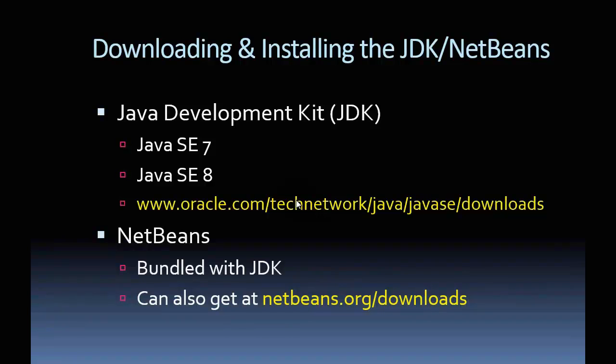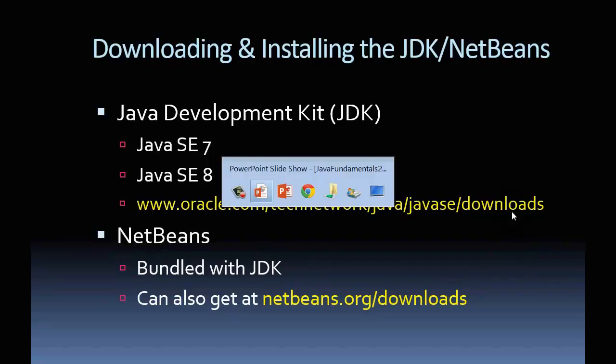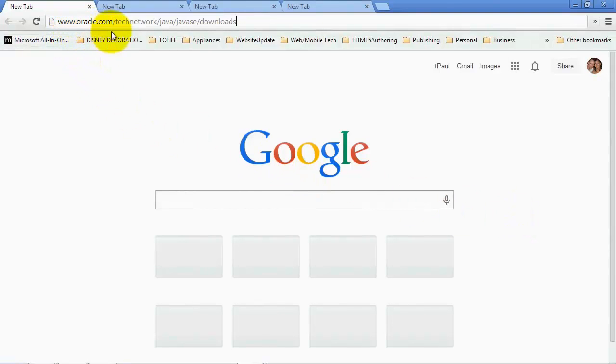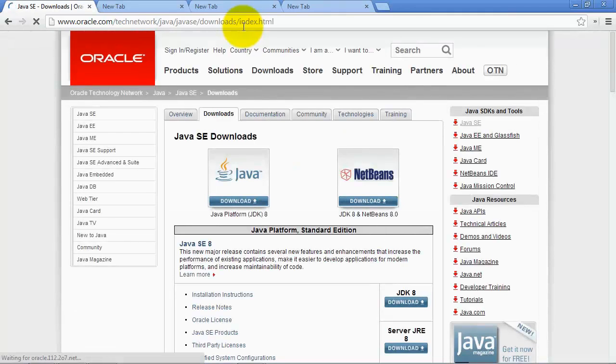The first step in setting up your system for Java development is to install the Java Development Kit, which is available from the URL you see here. So let me go over to a web browser, and as you can see, I've already entered the URL, and when I press enter, it will bring me to the download page for Java on the oracle.com website.